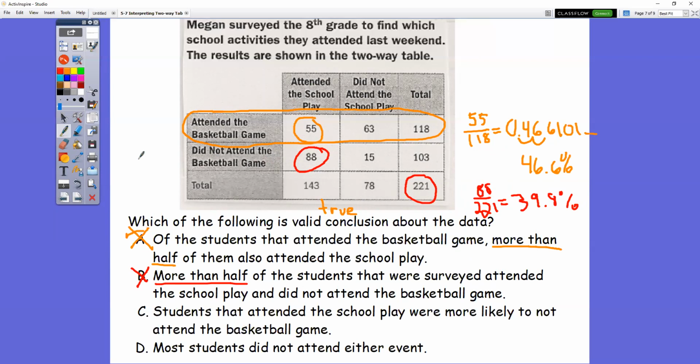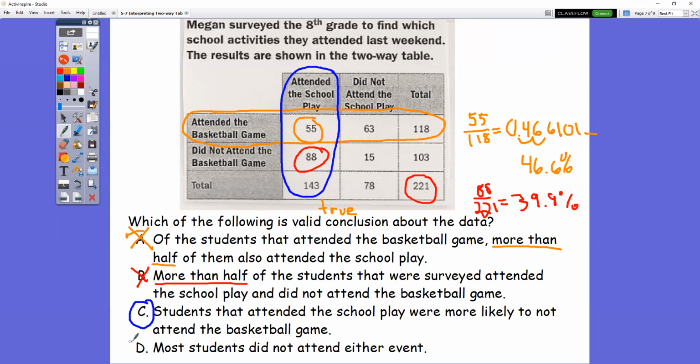Let's take a look at letter C. Students that attended the school play were more likely to not attend the basketball game. Students that attended the school play, so what I'm circling here in blue, were more likely to not attend the basketball game. Well, out of what I circled in blue, did more people not go to the basketball game or go to the basketball game? Well, 88 is higher than 55, so they're more likely not to go to the basketball game. That one is the one that is true.